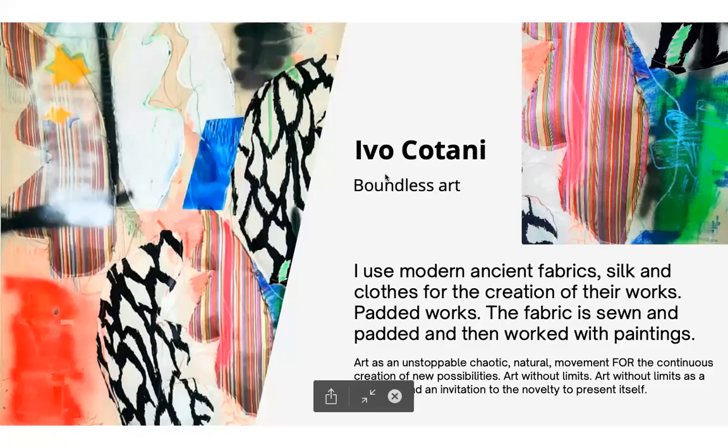And then for the last one, I put myself here because I also use a lot of materials from upcycling. I use modern and ancient fabrics, silk and clothes for the creation of my work. I just use these clothes that a lot of shops throw away, but they are very good clothes, and I use them to create my own artwork. And for me, I say here, art is an unstoppable, chaotic and natural movement for the continuous creation of new possibilities. I call it art without limits, that is like boundless art.